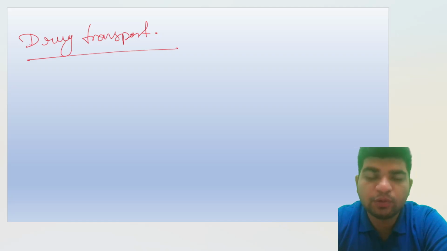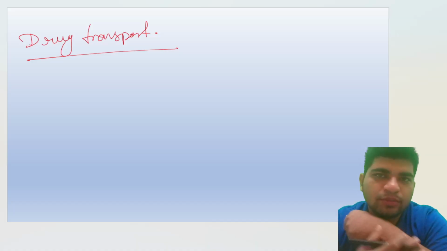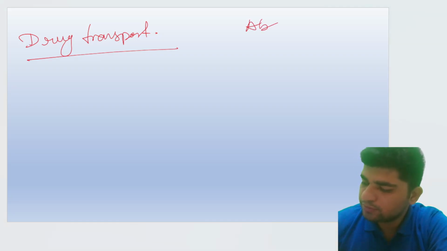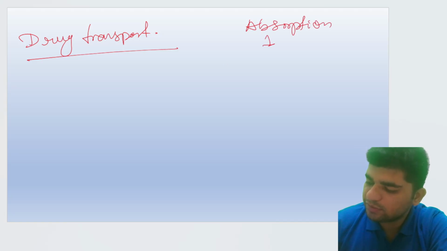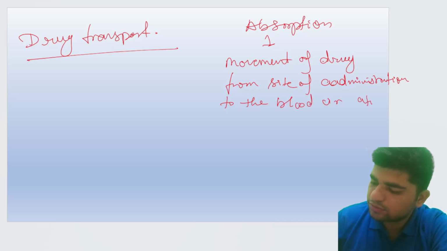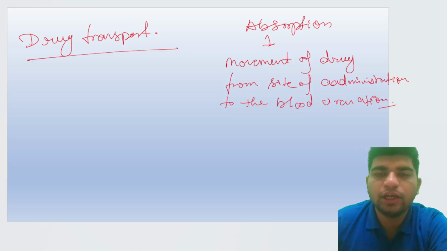Whenever there is absorption of a drug, what is absorption? Absorption is when you have taken a drug through any kind of site of administration, for example orally, transdermally, or rectally. Absorption is the movement of drug from the site of administration to the blood circulation.